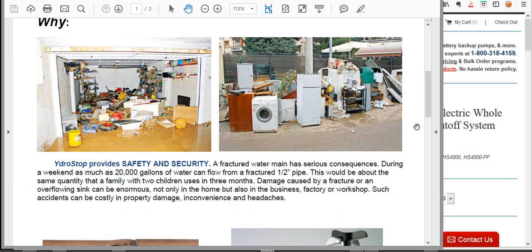Damage caused by a fractured or overflowing sink can be enormous, not only in the home, but also in the business, factory, or workshop. Such accidents can be costly in property damage, inconvenience, and money.